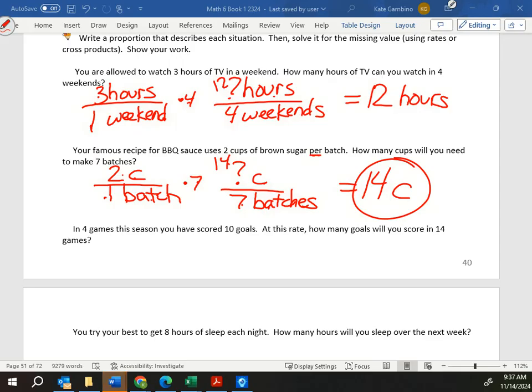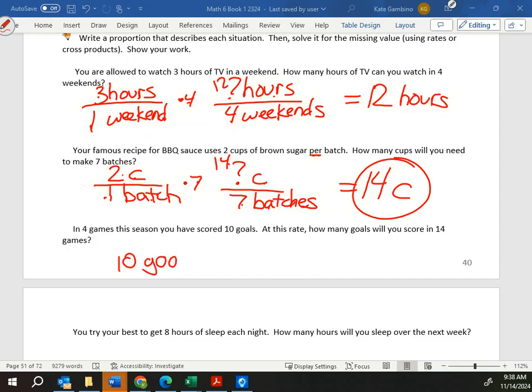In 4 games this season, you have scored 10 goals. At this rate, how many goals will you score in 14 games? What's my first rate going to look like? Let's see if I can get a hand up that hasn't gone up yet. Who thinks they know? What's the first rate going to look like, Lila? 10 goals. So I've got 10 goals.